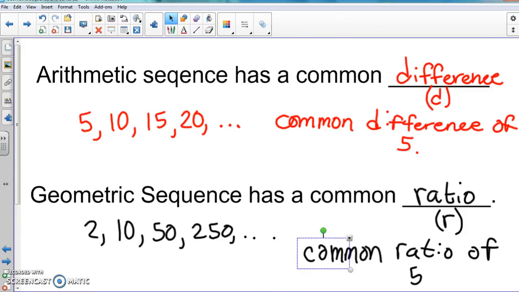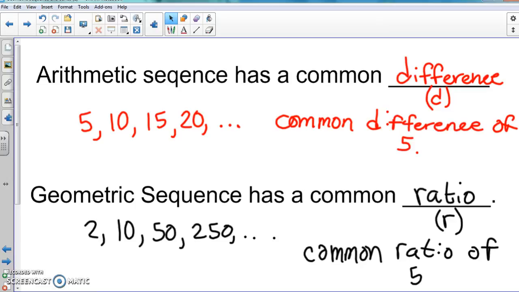So common difference, common ratio. That's the only difference between these two sequences. That's it. So whenever I give you these sequences later on and I say, tell me which one's geometric, which one's arithmetic, you need to make sure you know. So hopefully you are paying attention to this video and actually understood what I just said. If you don't understand, call me over. But again, common difference, arithmetic; common ratio, geometric.